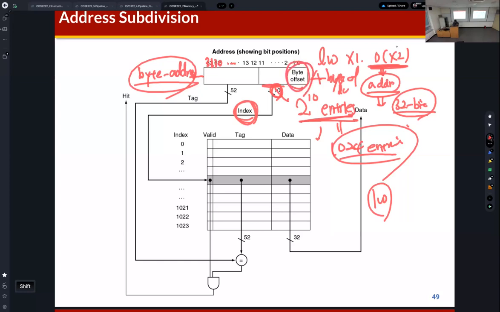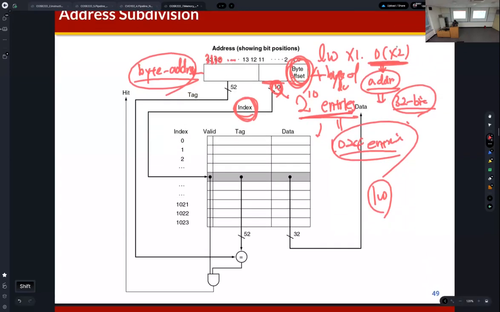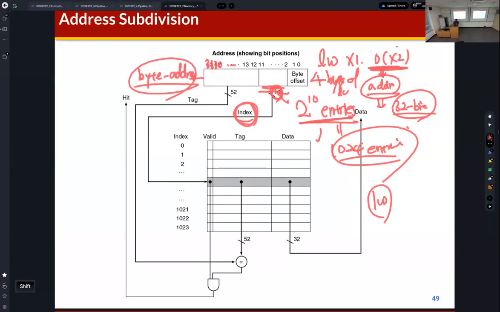Okay, so which means that the lowest 2 bits are used as the byte offset. Okay. After that, which means this represents the size of a single cache entry. And then after that, the lower part of the address bits, we can use these bits as the cache index. Okay. Then the remaining bits, bit number 31 to 12, we can use as the tag.